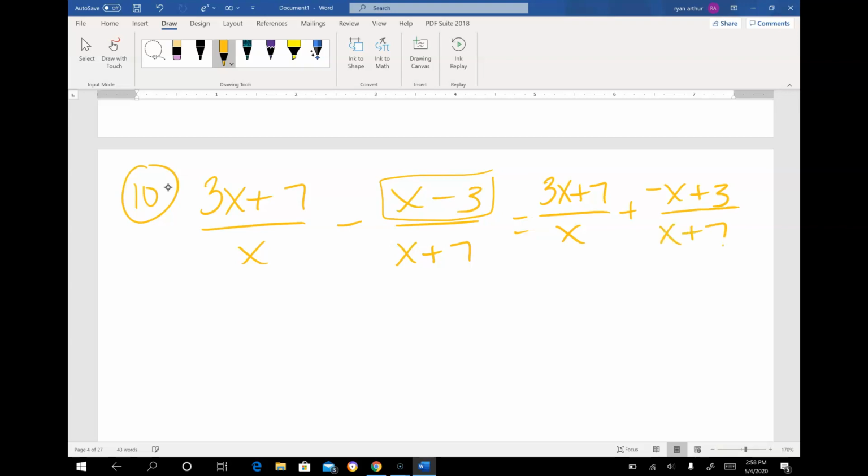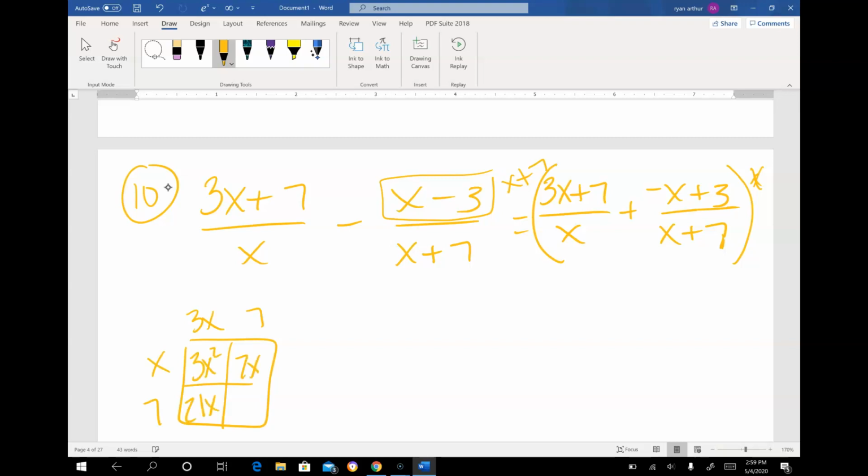So, this is going to be 3x plus 7 over x plus negative x plus 3 over x plus 7. Okay? Now, again, these are two different factors. I need to multiply the left-hand side by x plus 7, multiply the right-hand side by x. Okay? Now, the first one, you need to do the box method.